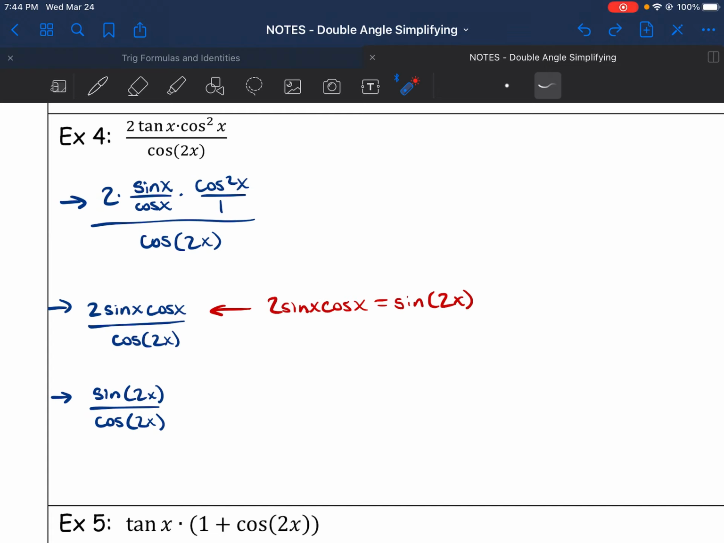And notice that now that we have both sine and cosine represented as a double angle, 2x, this is really going to be tangent of 2x, because it's sine over cosine. All right.